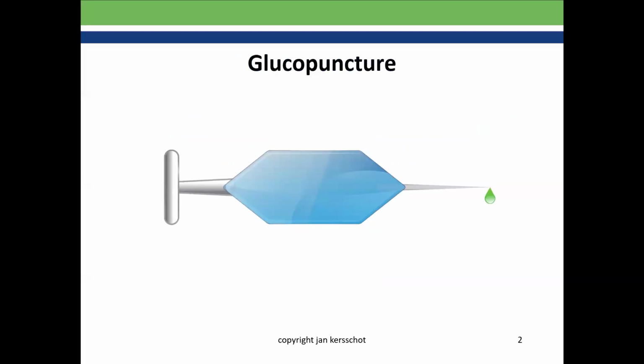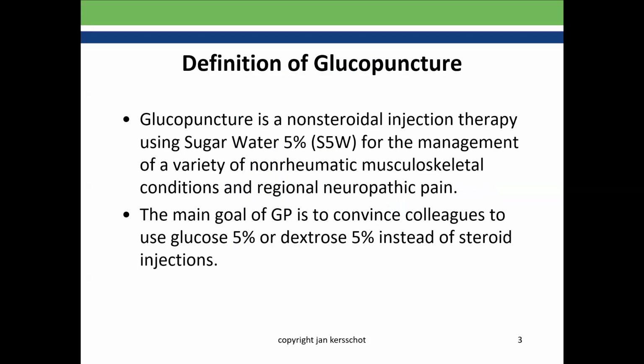This is the symbol, the logo for glucopuncture. You recognize the glucose or dextrose molecule in it. And it's a green drop because we consider it as a treatment which supports the tissue healing, not suppressing pain or inflammation like steroids. And in the next slide, you will see the definition of glucopuncture.